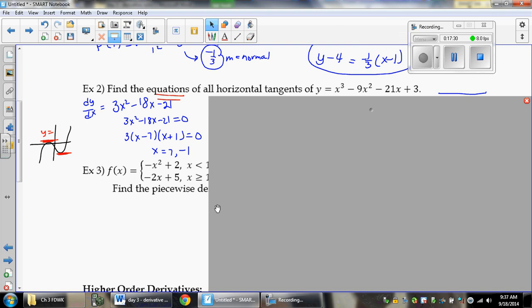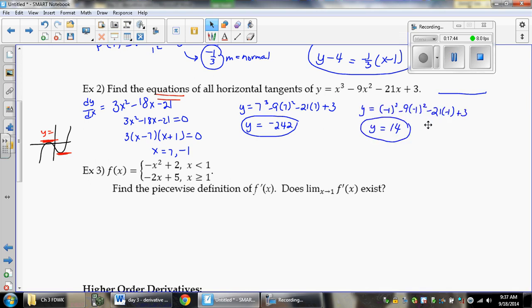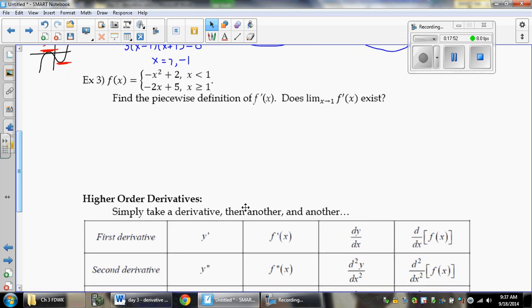If I come back over here and go to the right, I plugged in 7 for x and got y equals negative 242. That's the equation of the line because horizontal lines are y equals a number. And then same thing for negative 1. Plugged in negative 1, got 14. So those are my two horizontal tangents. One more example, and then I want to talk about the table, and we're done.